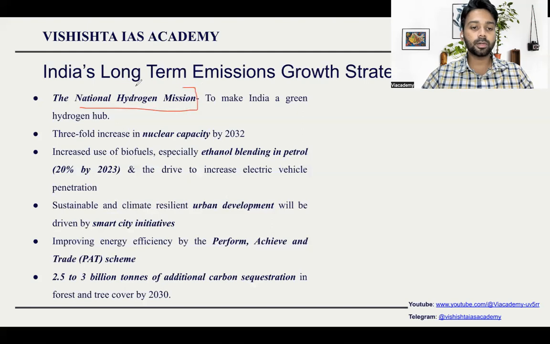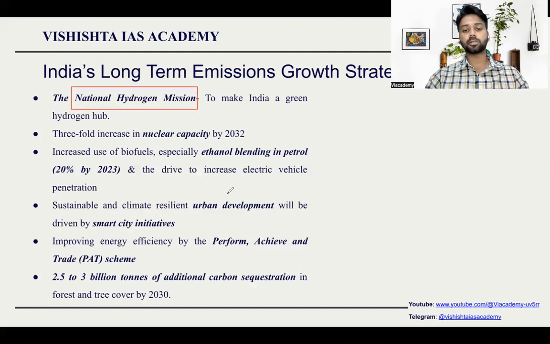These topics are important from the mains examination perspective, because when it comes to climate change, you need to know which measures India has been taking. So the National Hydrogen Mission, in which India told that we will produce hydrogen, we will even manufacture those materials which are required to produce hydrogen. So the idea is to make India a green hydrogen hub. Types of hydrogen is one thing you can get to know about. You can study about it.